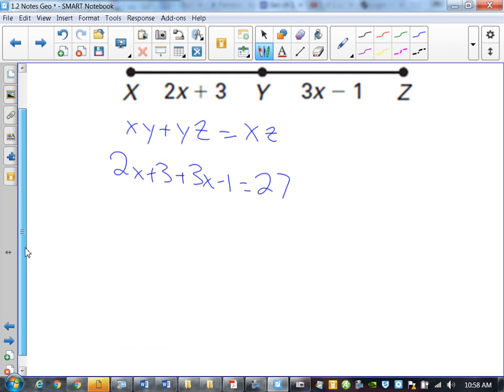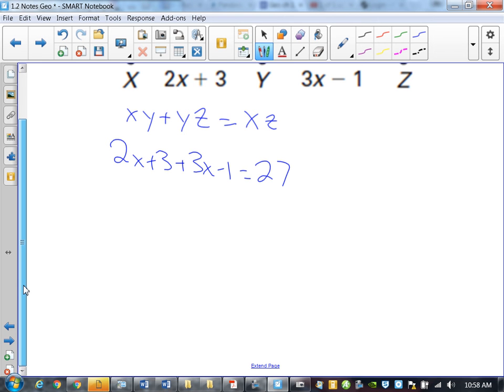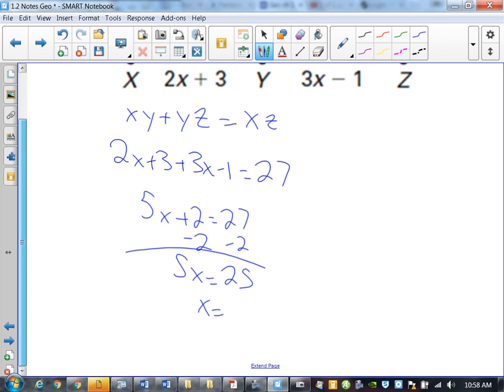So what's 2x and 3x? 5x. What's 3 minus 1? 2. How do you undo adding? Subtract. So hopefully you got 5 for x, but it asks you to find what? YZ? Oh, yeah, I forgot.